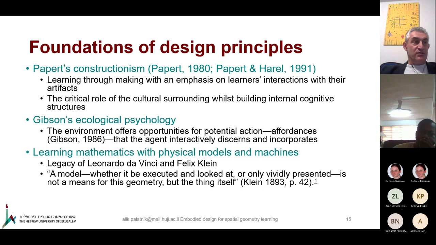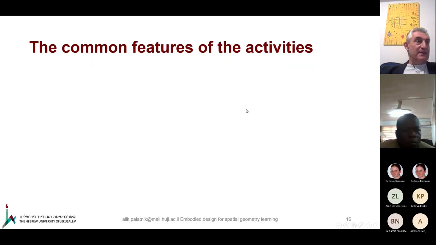I already mentioned Gibson's ecological psychology, that the environment offers opportunities for potential action, affordances, which the agent interactively discerns and incorporates. And finally, there is a rich tradition in mathematics education of work with tools and special machines and models. For instance, Leonardo da Vinci and Felix Klein worked with this. And there is a famous citation of Klein: A model, whether it be executed and looked at or only vividly presented, is not a means for this geometry, but the thing itself. Okay, I find this very inspiring.